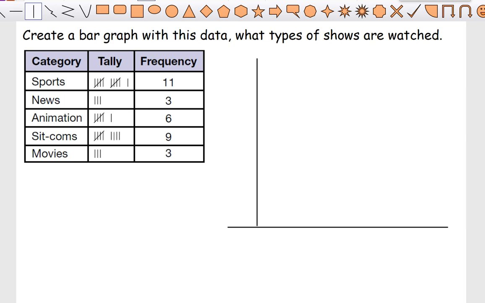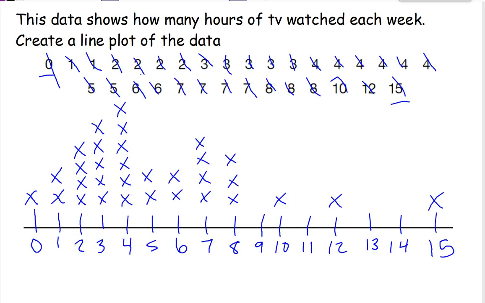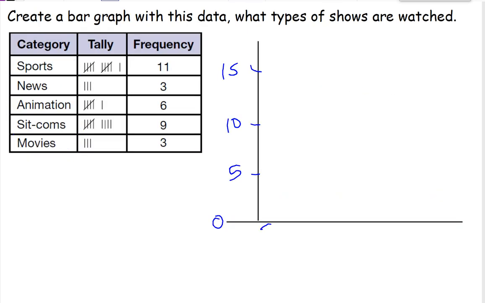Alright, so on this left side here is where I'm going to put the number. I'm just going to divide this up by 5s. So the bottom line is 0. And we have 5, 10, 15. I don't have to be exact with the bar graph. I'm going to get as close as I can. And then on the bottom I'm going to put my categories. So that's sports. I'm just going to put the first letter. News, animation, sitcoms, and movies.